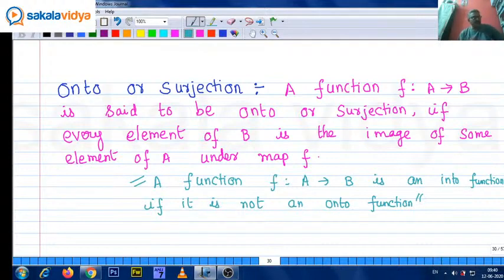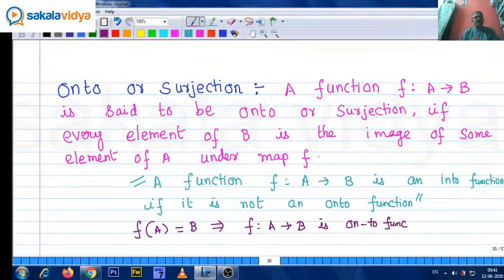Onto function means we can say like this also: the range of the function is equal to its codomain. Here the codomain is B. For example, if f(A) is equal to B, then f maps A to B is called surjection also. So we can write f(A) equals B, which implies f maps A to B is an onto function. This also we can remember.